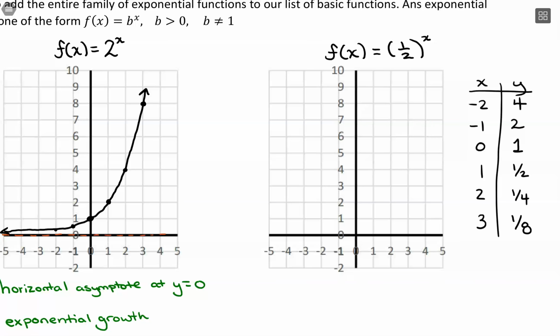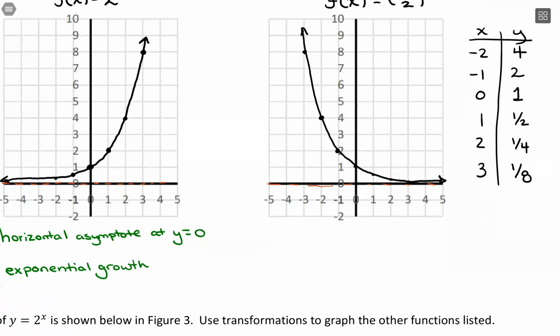So for our graph, at -2, we'll be up at 4, and then 2, 1, 1/2, 4th, 8th, and closer to 0 on that right-hand side. And if I had done -3, that would have been up at 8. So with this function, we have that same asymptote at y equals 0. That stays true. And then this is the idea of exponential decay.